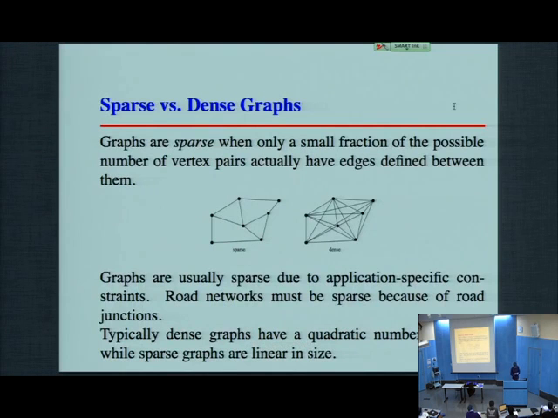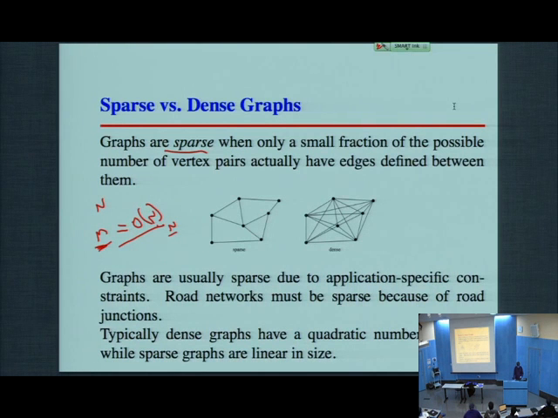An important distinction is whether your graph is sparse or dense. Okay? This is not, in some sense, a hard mathematical distinction, but there is a qualitative difference. We typically say that the number of vertices is n and the number of edges is m. If m is order n, that means you've got a number of edges that's linear in the number of vertices. That we say is sparse.